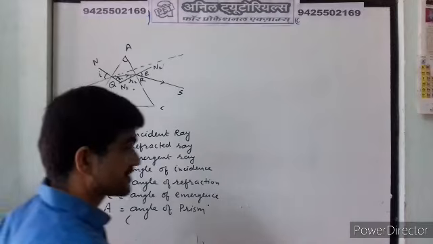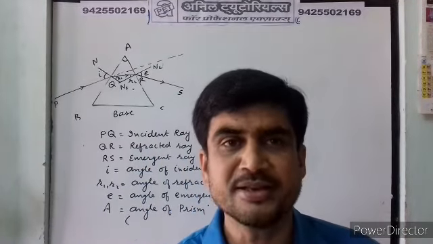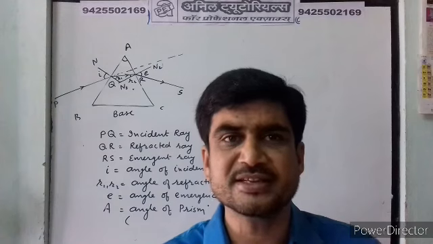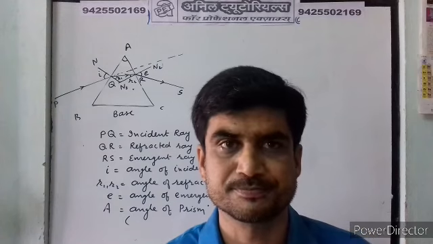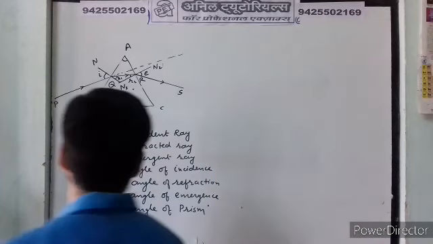See, what is the angle of prism? So, the angle of prism is the angle between the two refracting surfaces of the prism. So, it is also called the refracting angle.